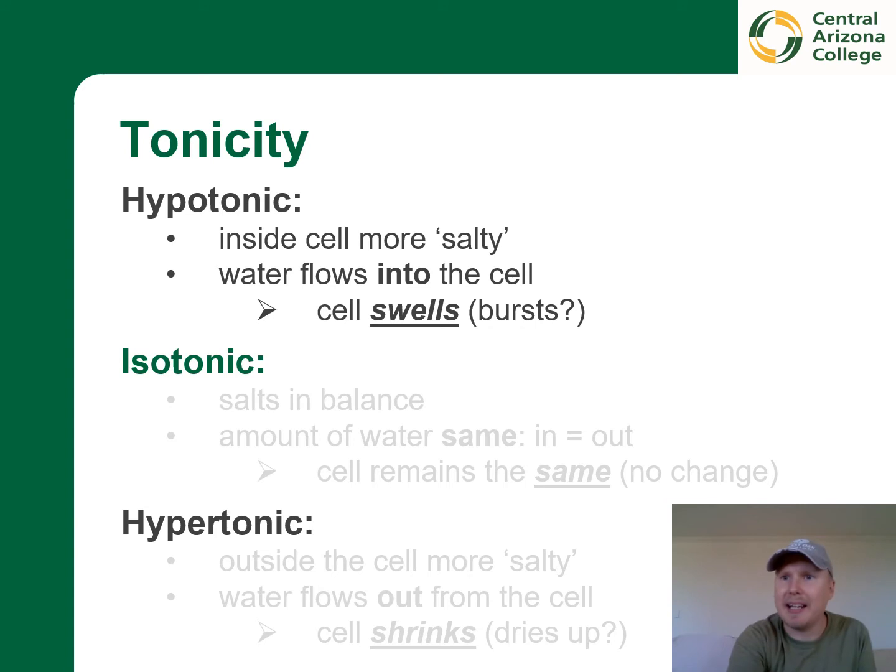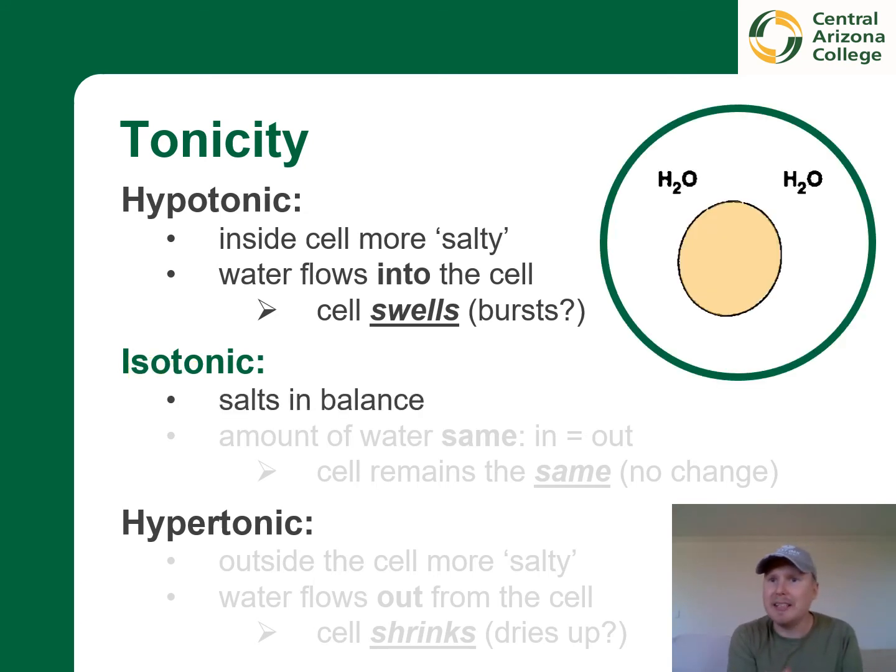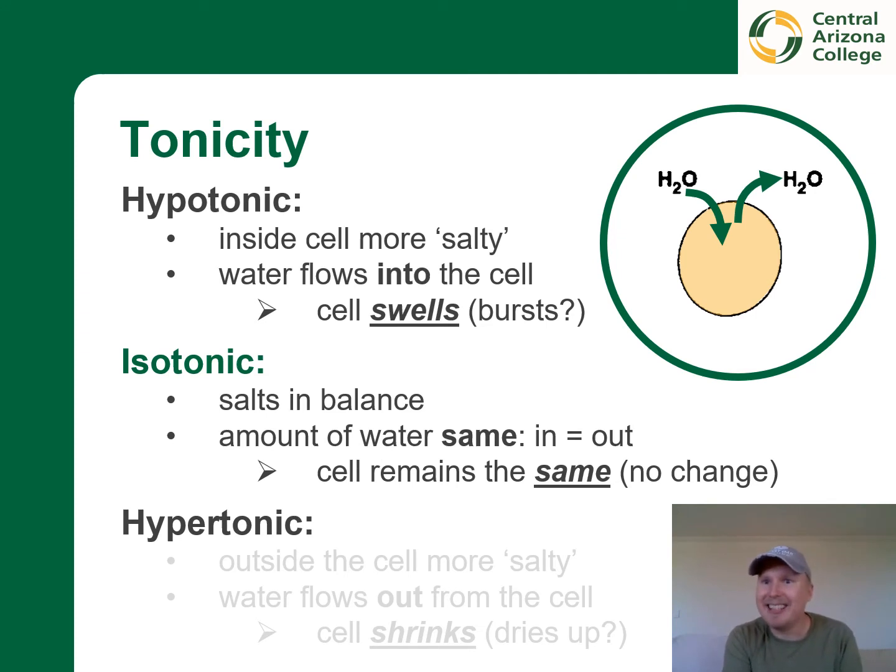Okay, next let's have a look at isotonic cells. In isotonic cells, the amount of salts is the same on both sides of the cell membrane. And as a result, the net movement of water is in total 0. So while some water may come into the cell, the same amount of water also leaves the cell. So there is not in total any change in the water amount really. So as a consequence, the size of the cell remains the same too.